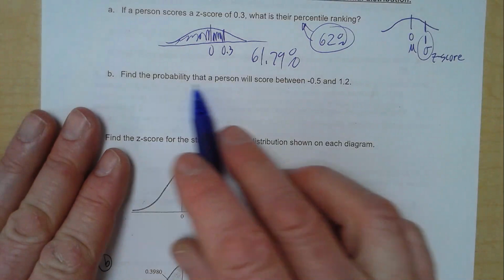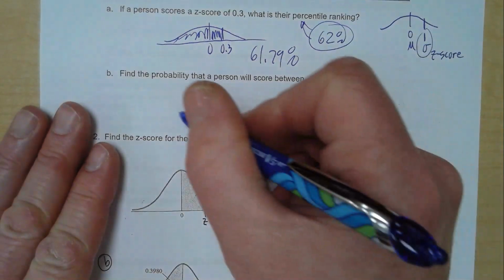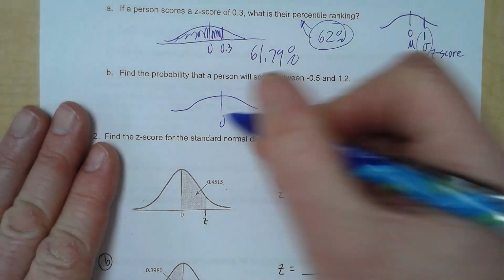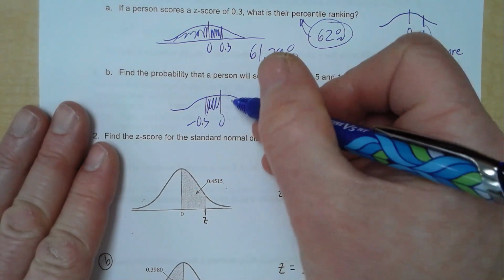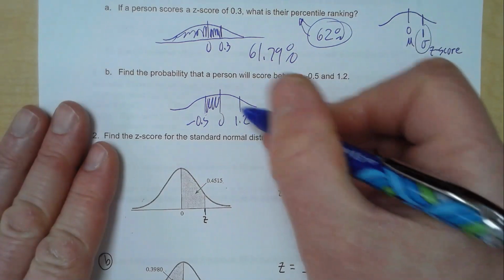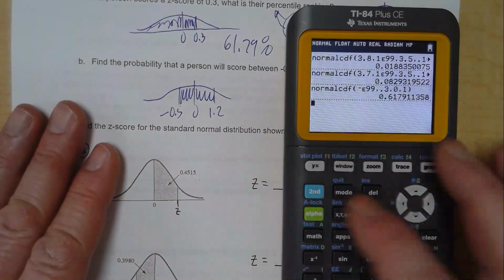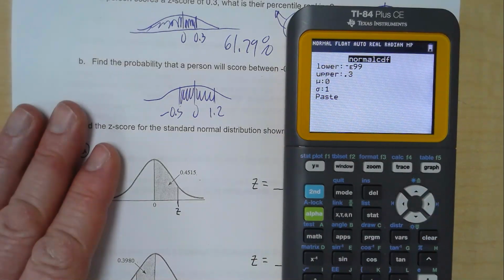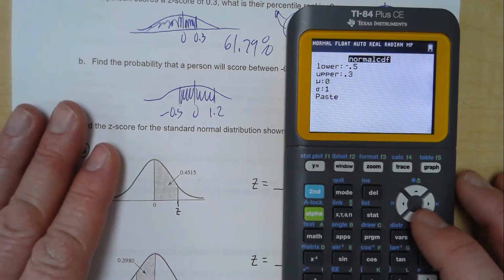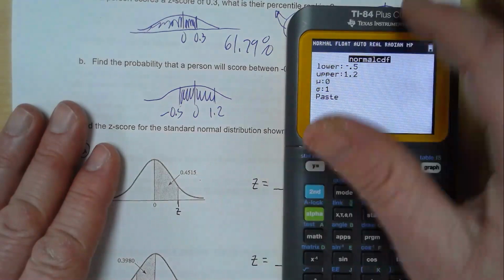Okay, find the probability a person scores between negative 0.5 and 1.2. So again, 0 is the middle, negative 0.5 is here, so we want that probability, and then 1.2 here. All right, so again, we just go second distribution. We're going to go from negative 0.5 to 1.2, with 0 and 1. Again, this is the standard normal curve.